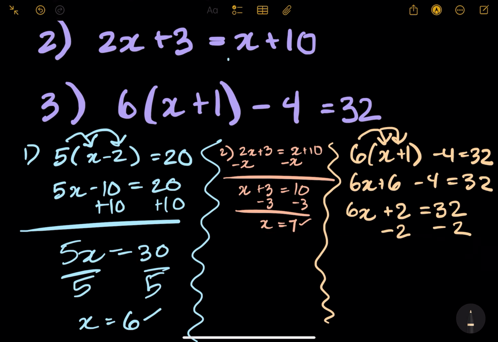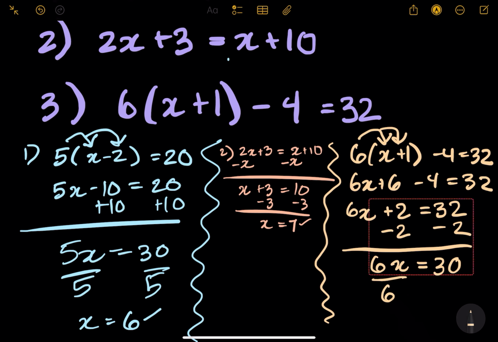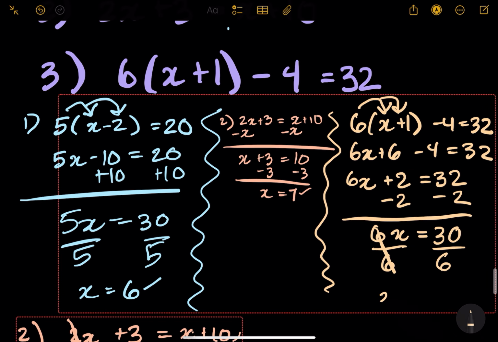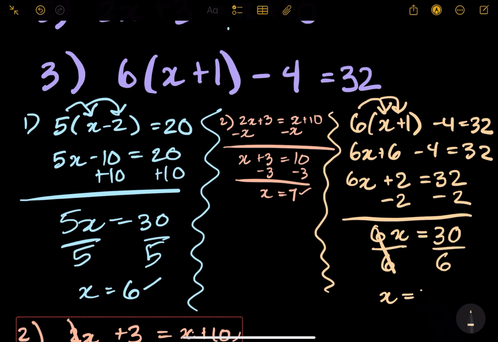Subtract the 2 to isolate the variable. 6x is equal to 30. Divide by 6 on both sides. And then x is equal to 30 divided by 6, which is a positive 5.